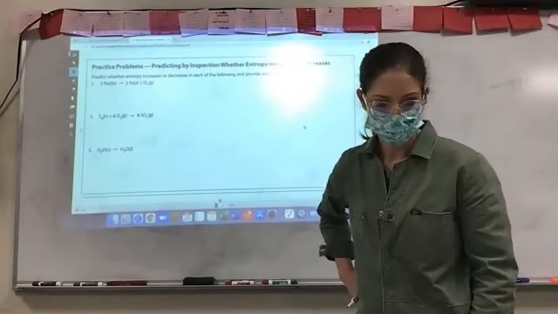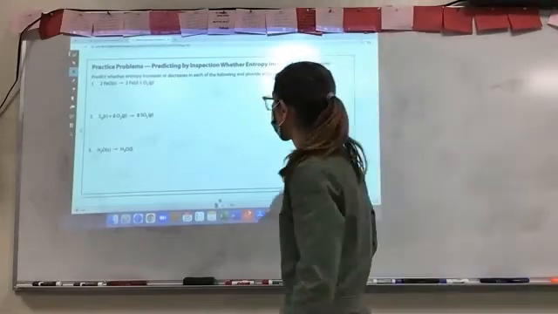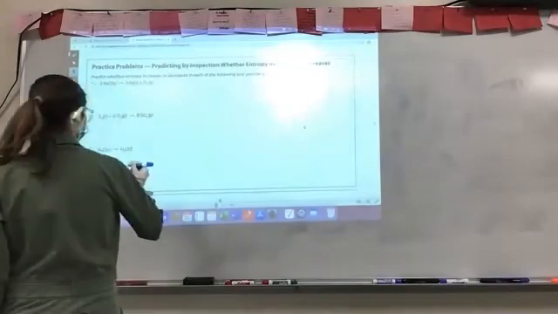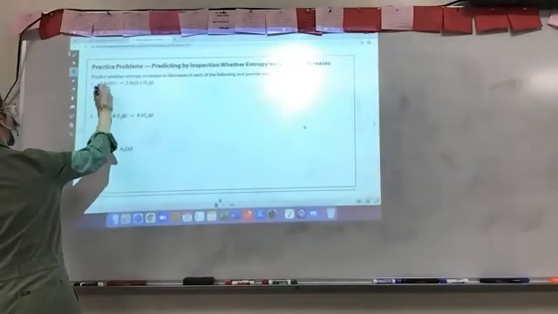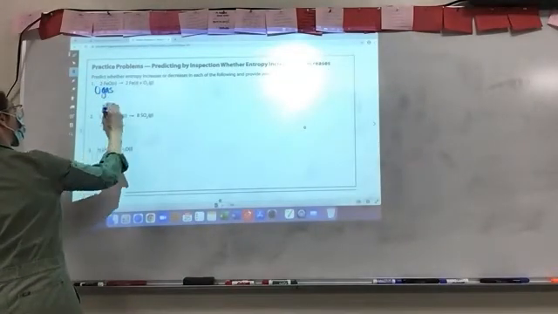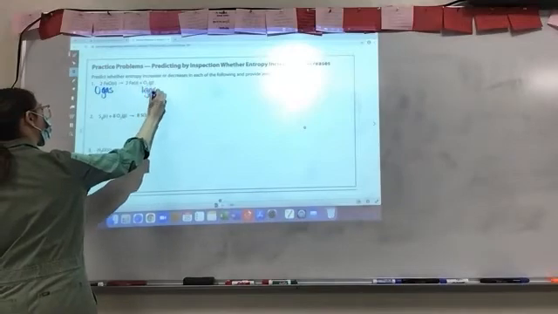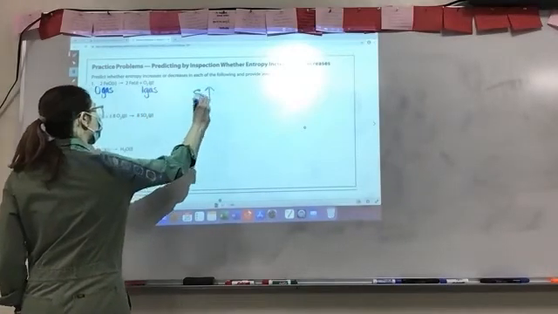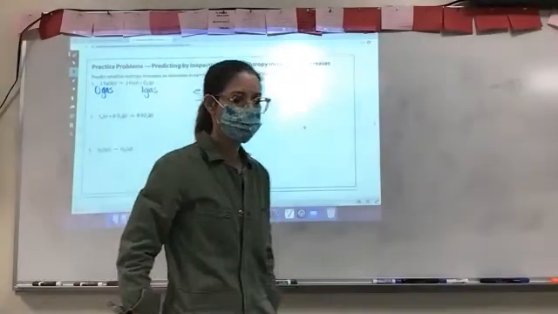Okay, Annie, why don't you do number 1? Go ahead and walk me through it. So there's 0 gases on the reactant side, but there's 1 gas on the product side, so that means the entropy is increasing. Okay, good job.